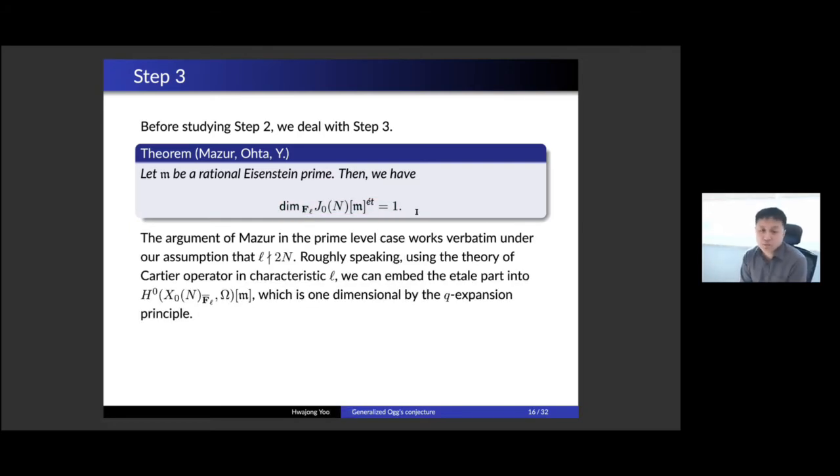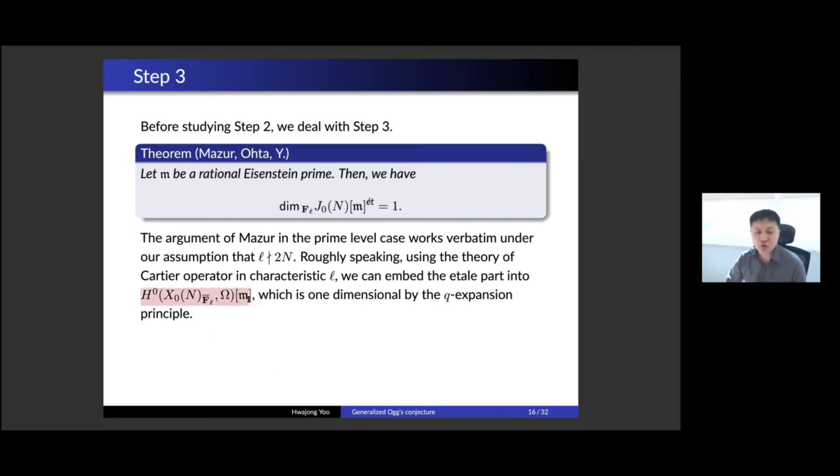So the argument of Mazur in the prime level case works verbatim under the assumption that L does not divide 2 times N. So we may replace N by NL as well. Roughly speaking, using the theory of the Cartier operator in characteristic L, we can embed this étale part into the cohomology group annihilated by this maximal ideal M. This is the space of cusp forms annihilated by M, so you get all the Hecke eigenvalues.